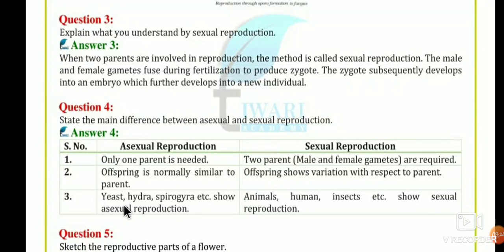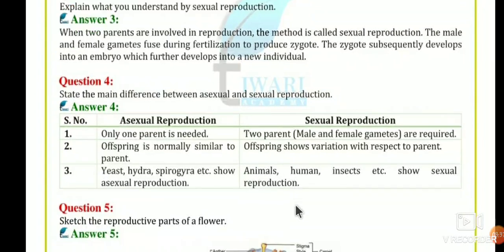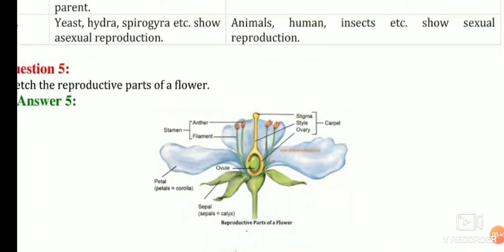Examples are yeast, hydra, spirogyra, etc., which show asexual reproduction. In sexual reproduction, animals, human beings, insects, etc. show sexual reproduction. Some plants also come here, but mainly they gave some important ones.